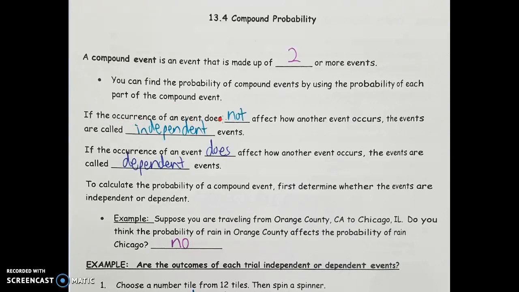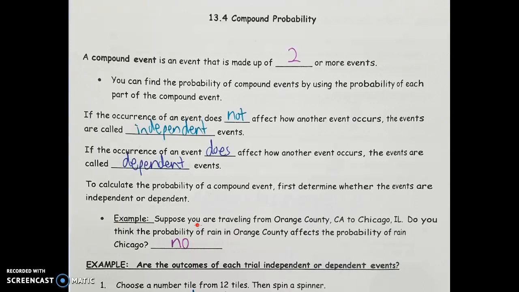If the occurrence of an event does not affect how another event occurs, we call those independent events, so that means they don't affect each other. If they do affect each other, so the occurrence of an event does affect how the other one occurs, we call those dependent events. So just separating those two situations, if they don't affect each other, that's independent. If they do affect each other, that would be dependent events. So if we're going to calculate the probability of a compound event, we first have to decide what type it is, if it's independent or dependent.